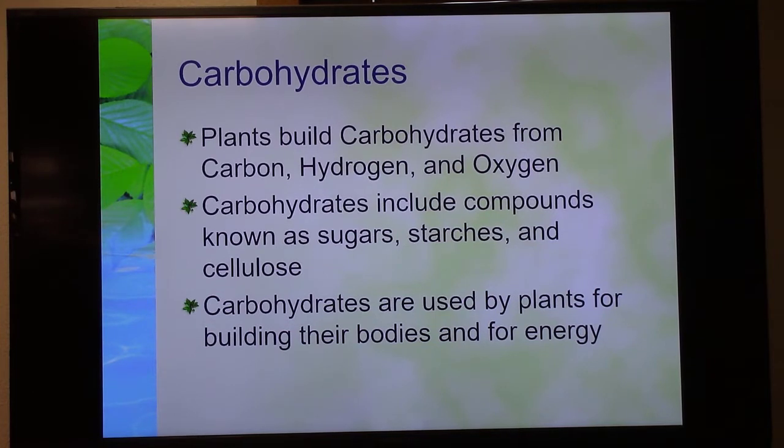Carbohydrates are used by plants for building their bodies and for energy. They make carbohydrates to build their bodies because they can make cellulose, and cellulose is cell wall, so if a plant's going to grow, it's going to build a lot of cellulose to build up its own body. It's also going to make sugars for energy, and starch, because starch is a great way to store sugar. So that's what a plant is going to do.